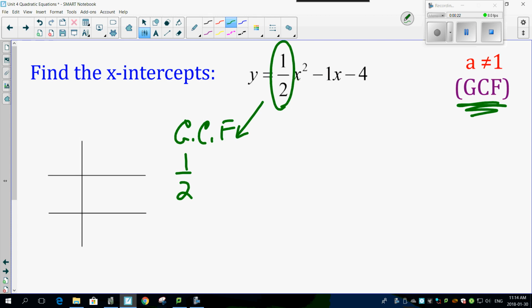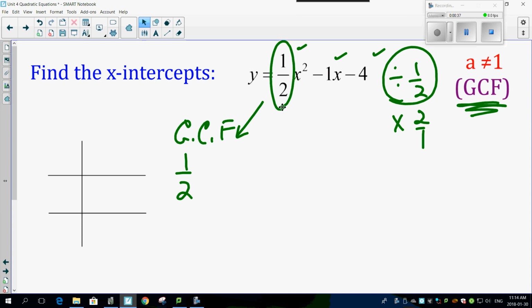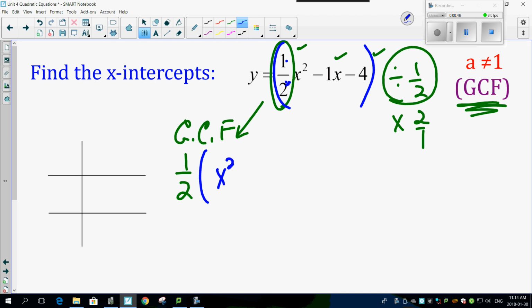Taking out a half, or factoring out a half from every one of these, means to divide by a half, which you remember in grade 7, dividing by a fraction means to multiply by its reciprocal. So you're in fact multiplying everything in this bracket by 2. So there's your factor outside here of a half. Half of 2 is going to just give you x squared. Dividing by a half, 2 times negative 1 gives you negative 2x. 2 times negative 4 gives you negative 8.